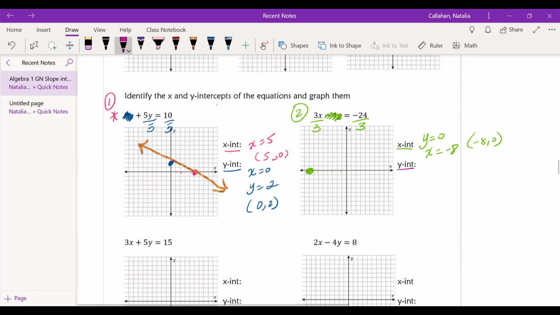Then my second part is I want to find the y-intercept. So I'm going to assume that my x is equal to 0. I'm going to take my pen and cover the x. Divide by negative 4 on both sides. Y is equal to a positive 6. So when I graph this, I go 1, 2, 3, 4, 5, 6. Now that I have this, I'm going to draw my line. And this is my graph.